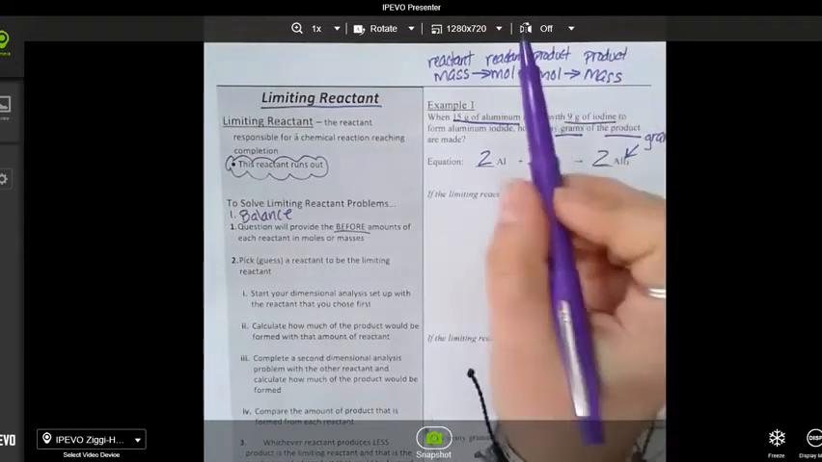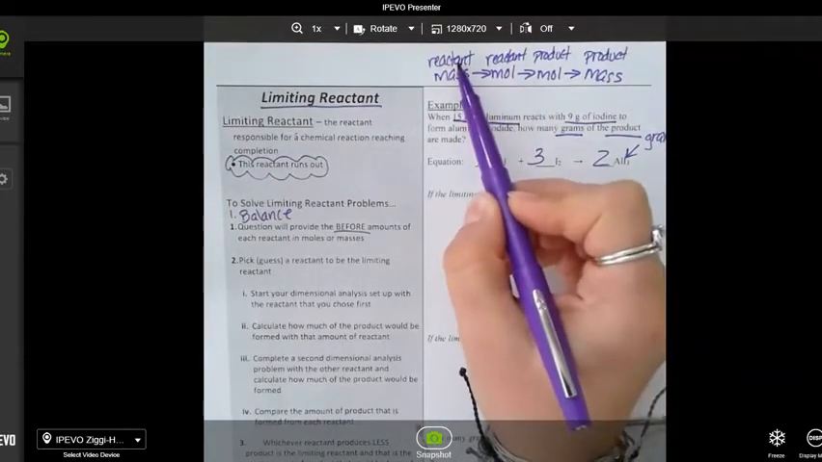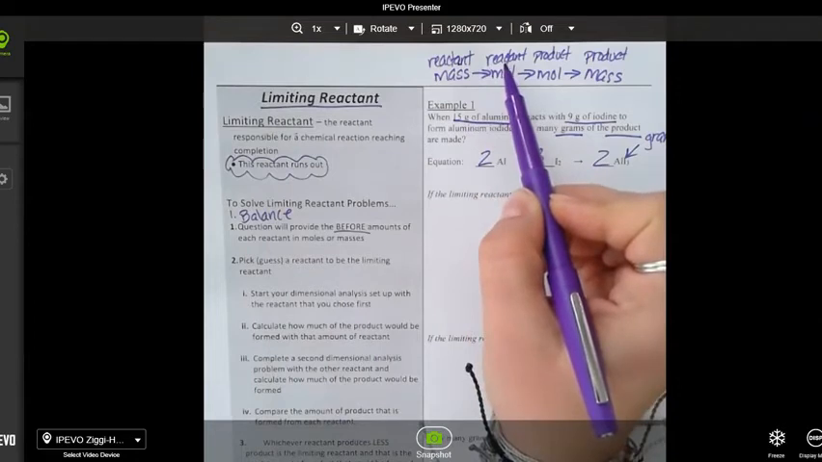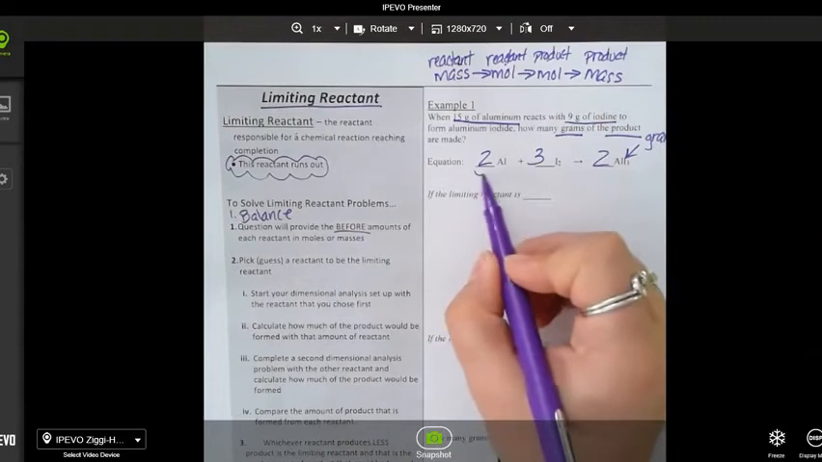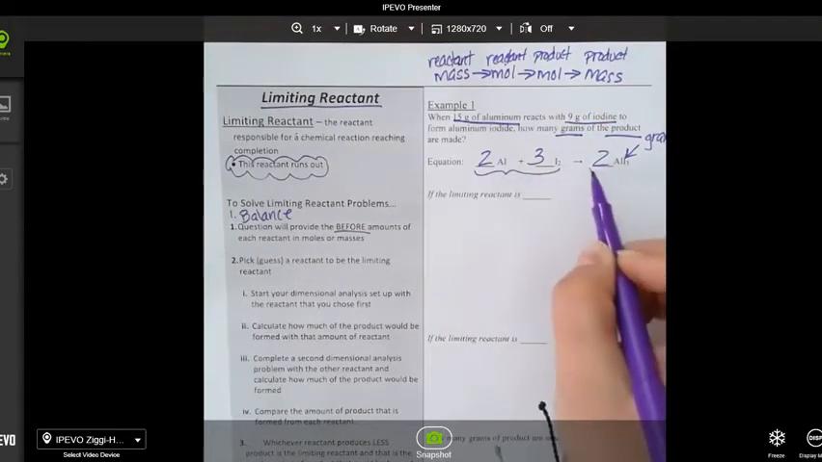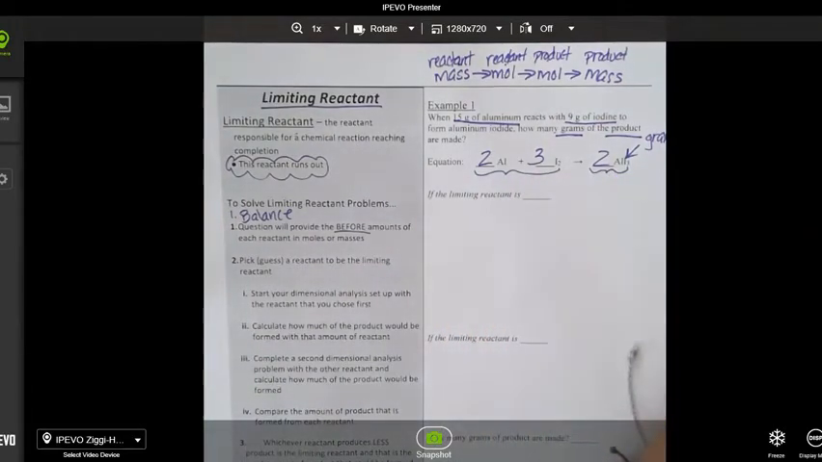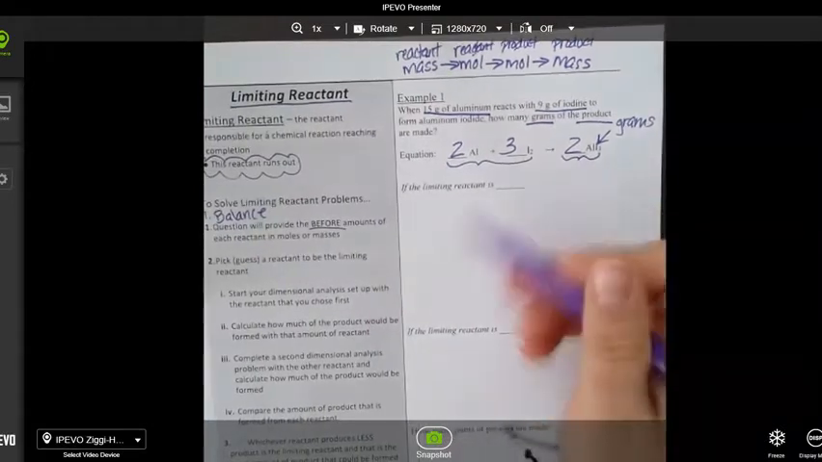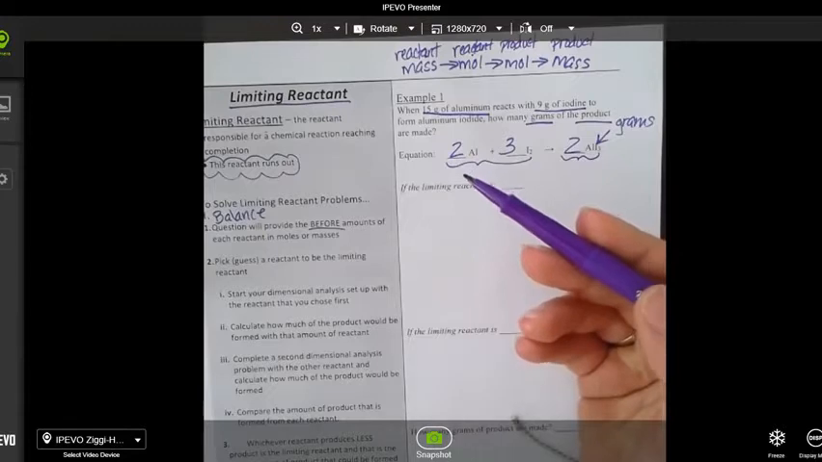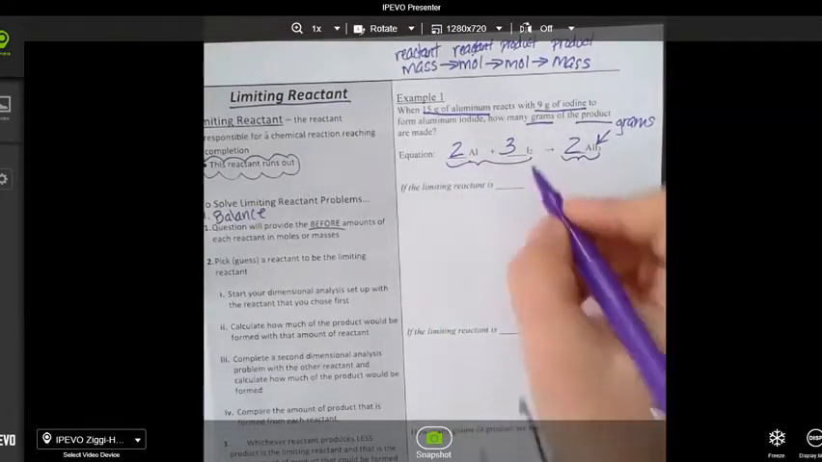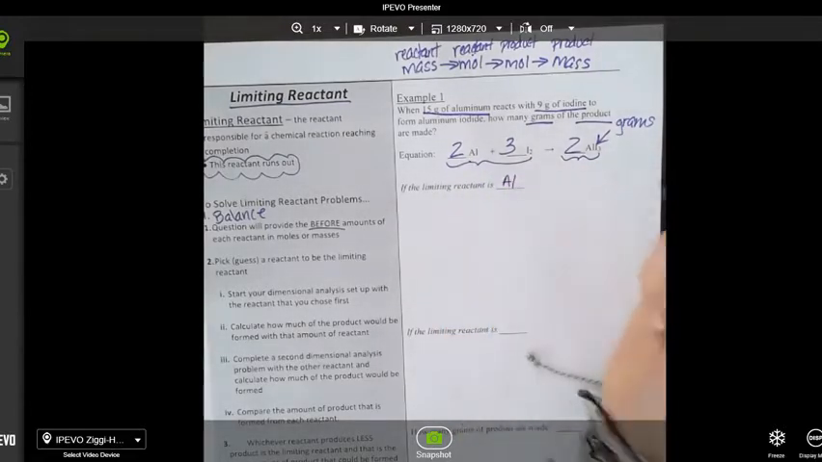Now, what you need to note is that whatever reactant you use here needs to be the exact same one that's here, and whatever product you're looking at needs to be the exact same one over here. And remember, these are our reactants. This is our only product in this situation. All right. The nice thing with limiting reactant is you get to choose which reactant you want to work with first. Since aluminum is first in the reaction, I'm going to assume that the limiting reactant is aluminum.